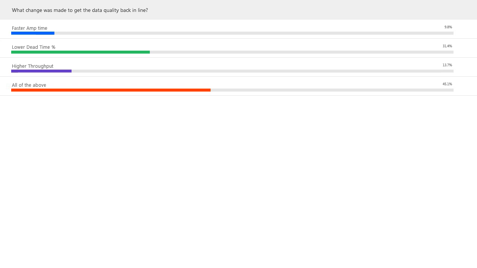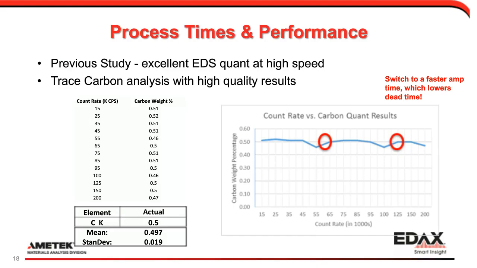correct. And certainly the theme of my experiment is to show that lower dead time gives you just as high quality of results, but in quicker time. And so looking at the data again, we could see that switching to the faster amp time lowers the dead time, gives us more throughput, and also falls in line with the study that shows that higher statistics give us more quality of data.